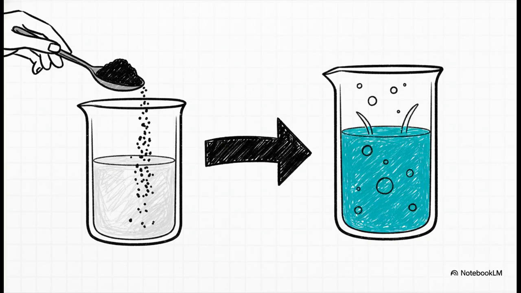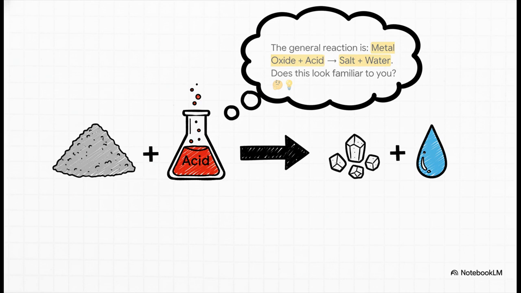Now this comes from Activity 2.7 in your book. When you take a little black copper oxide and add it to dilute hydrochloric acid, you will notice a change. The black solid will dissolve and the color of the solution will change to a blue-green color. This color change is proof that a chemical reaction has taken place. And this reaction also follows a general pattern. The general reaction is metal oxide plus acid gives you salt plus water.